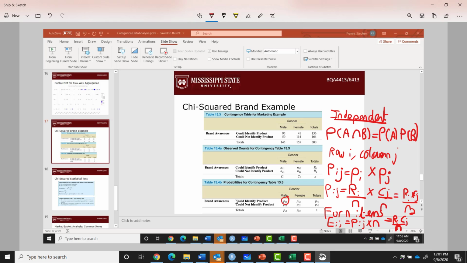And essentially all we're doing in this chi-squared test is this is our expected value, and we're seeing how far away we are from this expected value.